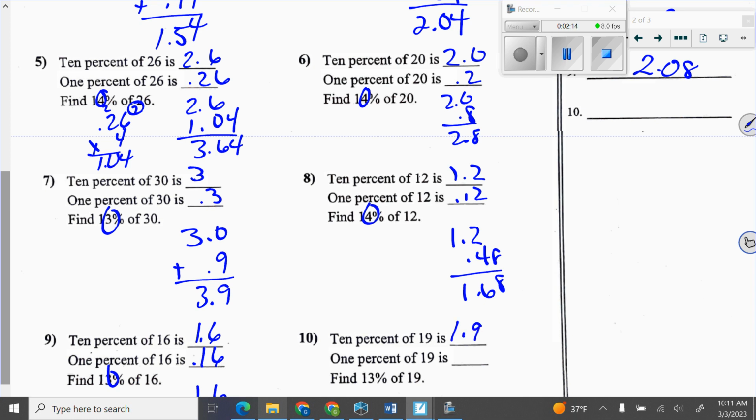Okay, 1 9/10 and 1900ths. I need 3 of those. So that's going to be 1 9/10 and 5700ths. Gives us 7, 4, 2 4700ths. Any questions on that page?